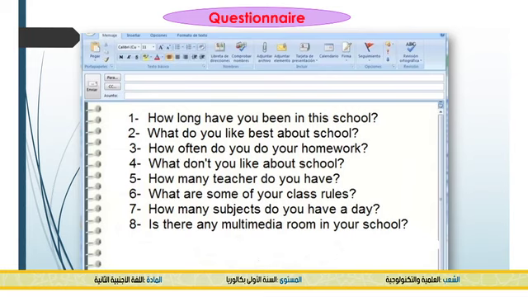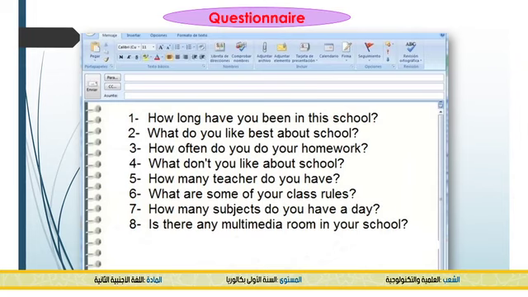Question number 7. How many subjects do you have a day? Of course, you know the number of subjects you have a day, okay? So try to say how many, and if possible, say what are these subjects. And question number 8. Is there any multimedia room in your school? Clear? So take some time and try to answer in your notebook these questions.